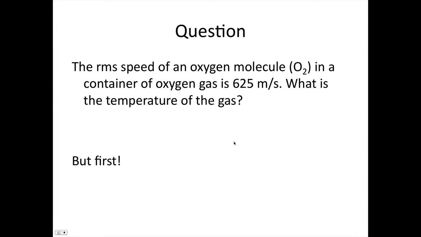Okay, so a question. The root mean squared speed of an oxygen molecule, remember oxygen's one of those diatomic ones, so it's O2, in a container of oxygen gas is 625 meters per second. What is the temperature of the gas? Okay, but first, before we answer this, we're going to have a quick look at what we actually mean by root mean squared.